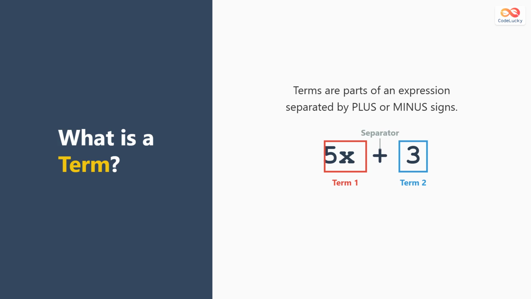So, what is a term? Terms are the individual parts of an expression. The most important rule to remember is that terms are separated by addition or subtraction signs. You can think of plus and minus signs as fences that separate the neighbors.